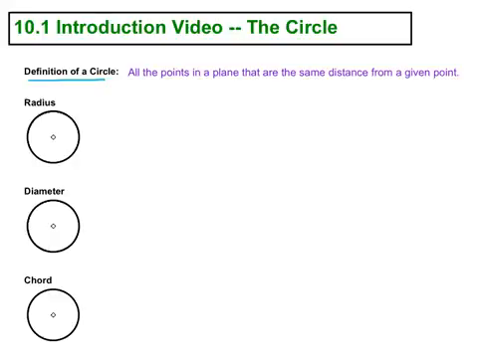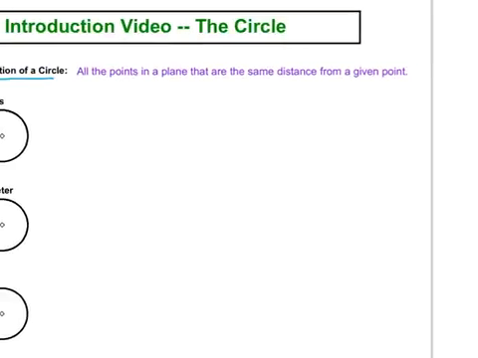Go ahead and pause the video and write in that definition. A definition of a circle is all the points in a plane that are the same distance from a given point. So what that means, let me just move over here for a second and demonstrate.